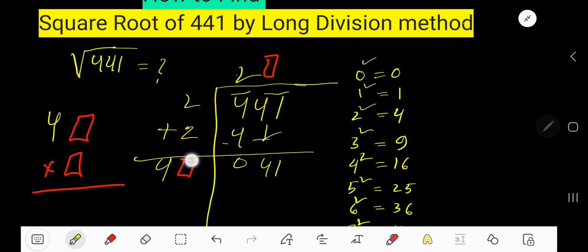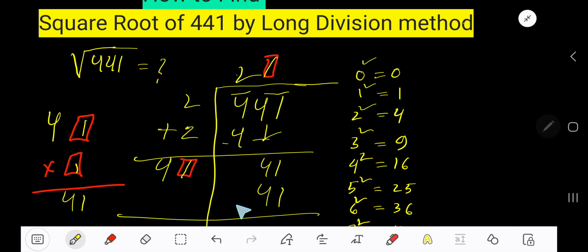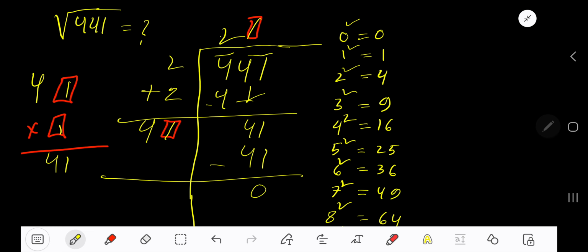So if you take 1, just 1 times 41, 1 times 41, 41. 041 means actually 41. So our guessing number 1 is correct. 1 times 41, 41. Subtract, 0. As our remainder is 0, we are done.